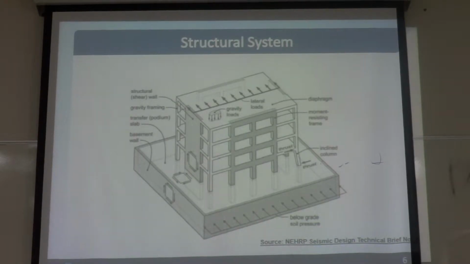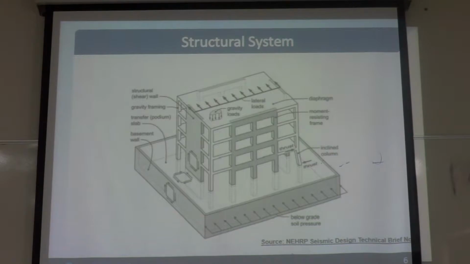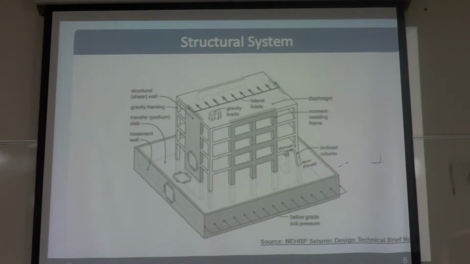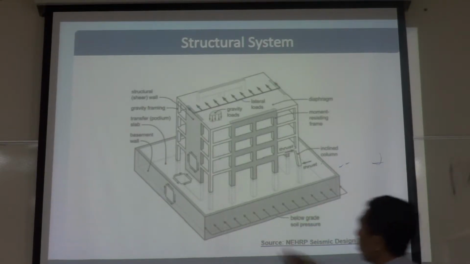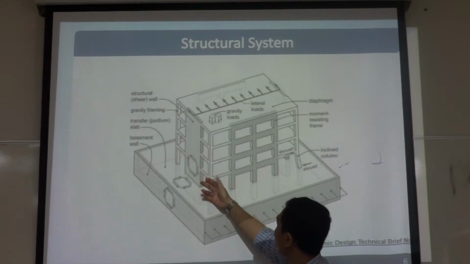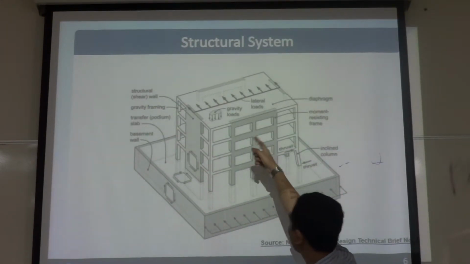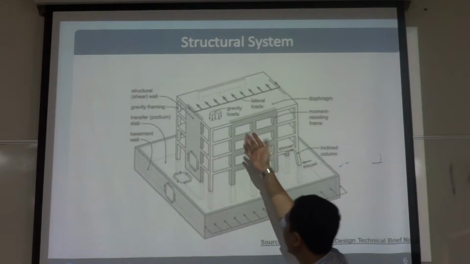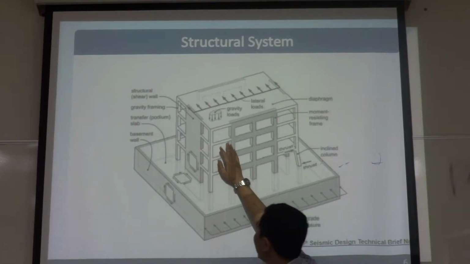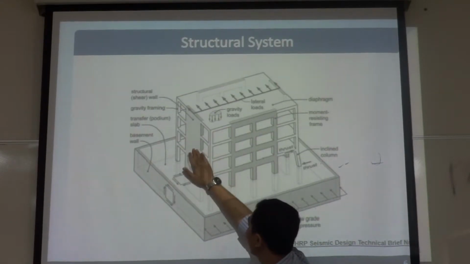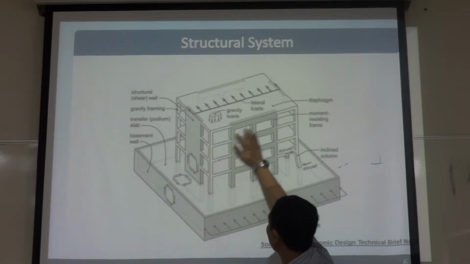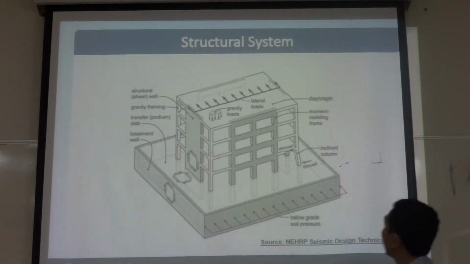This is the schematic of the structural system. Here, this is the shear wall. This is the shear wall to resist the lateral load. This one is the gravity load, and due to the seismic load, lateral load will be generated, and this floor diaphragm has to transfer these inertial forces to the shear wall, as well as, if you have the moment frame, it has to transfer to the moment resisting frame.